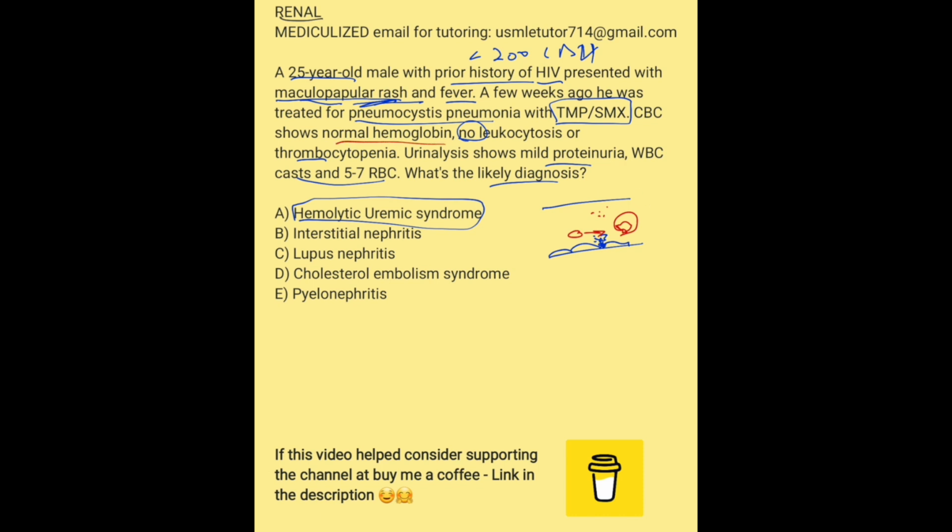Here the hemoglobin is normal, so that also rules out hemolytic uremic syndrome. Basically nothing is in favor of hemolytic uremic syndrome except for the fever. So that rules out hemolytic uremic syndrome.